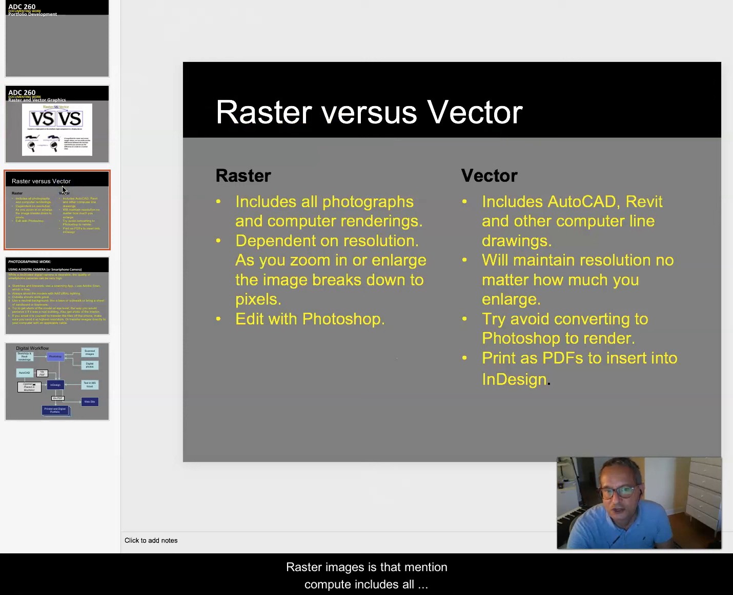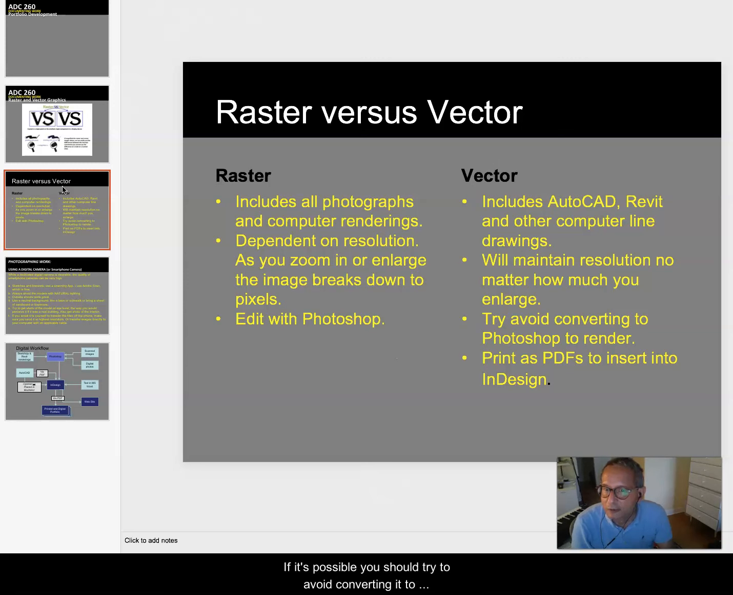Raster images, as I mentioned, include all photographs and computer renderings. They're dependent on resolution. As you zoom in or enlarge, the image breaks down into pixels. And typically you edit it with Photoshop. Vector graphics include most of the output from AutoCAD, most of the output from Revit, except for the renderings, and other computer line drawings. These maintain resolution no matter how much you enlarge the image.